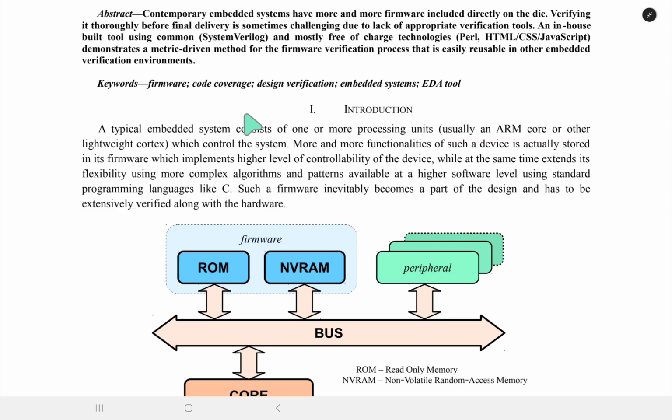Section 1, the introduction. A typical embedded system consists of one or more processing units, usually the ARM core or other lightweight Cortex, which control the system. More and more the functionalities of such a device are actually stored in firmware, which implements a higher level of controllability of the device, while at the same time extending its flexibility using more complex algorithms and patterns available at a higher software level, using standard programming languages like C.